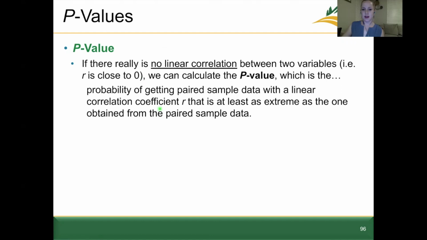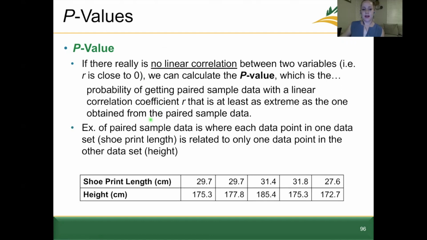Now let's break this down a little bit. So let's define paired sample data. An example of paired sample data is where each data point in one data set, here for example shoe print length, is related to only one data point in the other data set. So here height. So again, 29.7 is related to only one other data point in the data set, which is 175.3 centimeters.